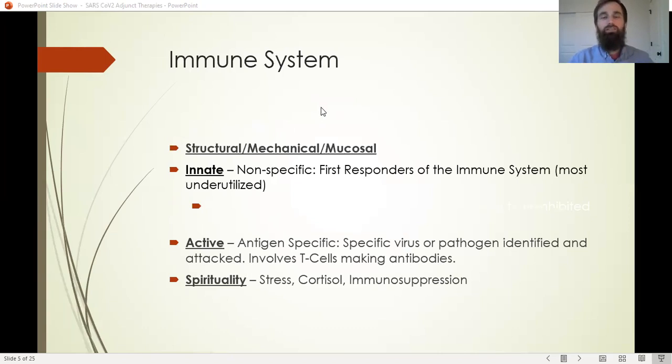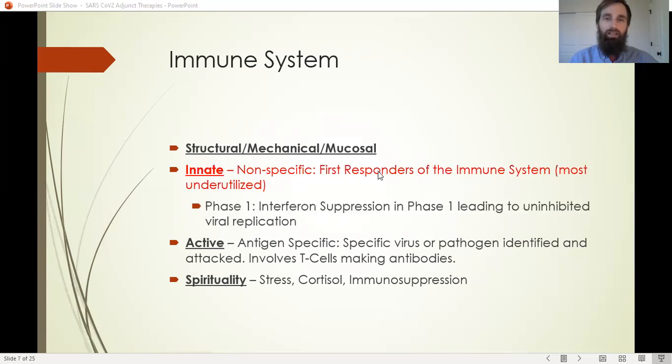We also talked about the immune system, some of the different facets of your immune system. We talked about the structural mechanical, the innate part, the active part, and the spirituality part. We focused in on the innate part of the immune system, the non-specific broad spectrum part. Again, all 4 of these work together as a team in different things. And we mentioned the interferon suppression in phase 1.